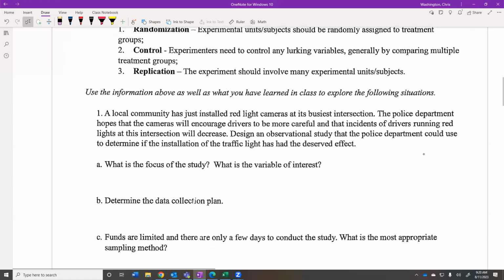And replication, your experiment should be able to be replicated over and over and over. I should be able to look at your procedure from your science class, and I should be able to replicate your experiment exactly the same way you did it, and I should be able to get the same results or similar results that you got.